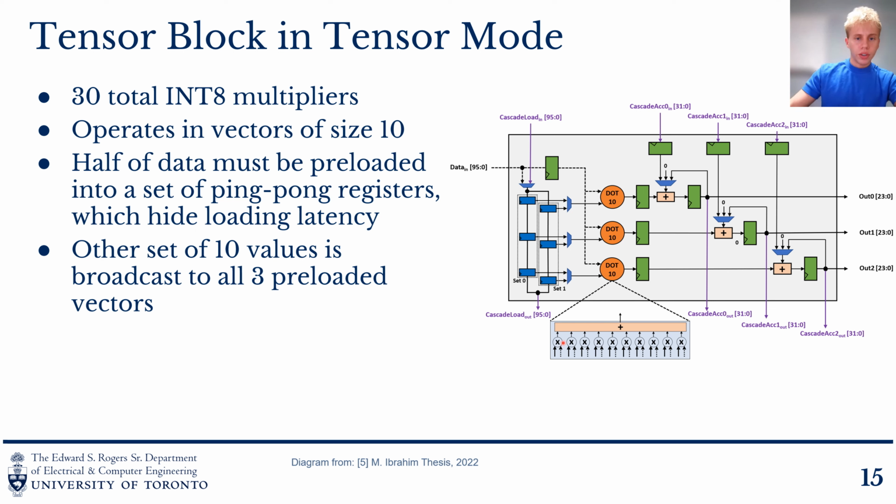And so to take advantage of tensor mode, half your data has to be preloaded into a set of ping pong registers. While you're preloading one set of registers, for example, you can use the other set of registers to perform your computation to hide that loading latency. And then you essentially multiply those preloaded values against one vector broadcast in here.